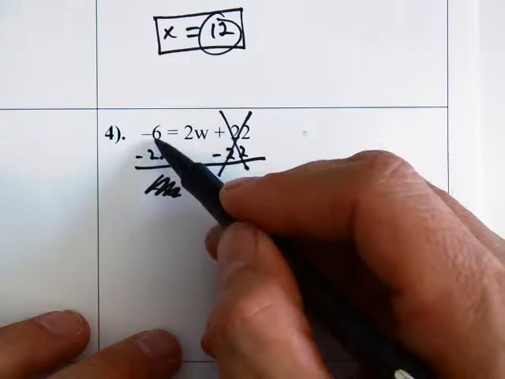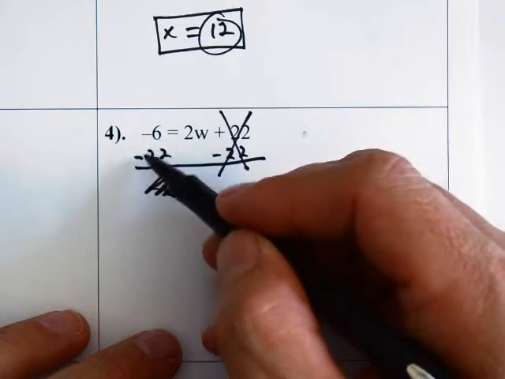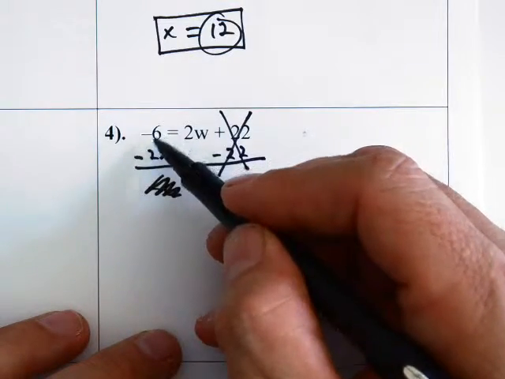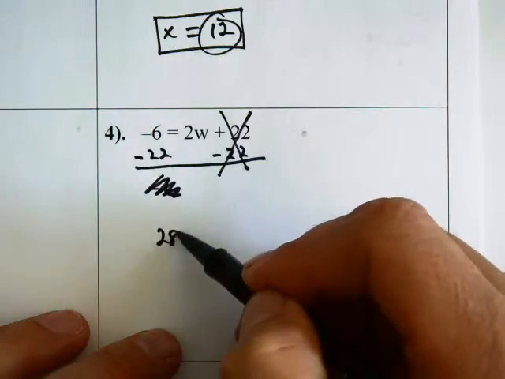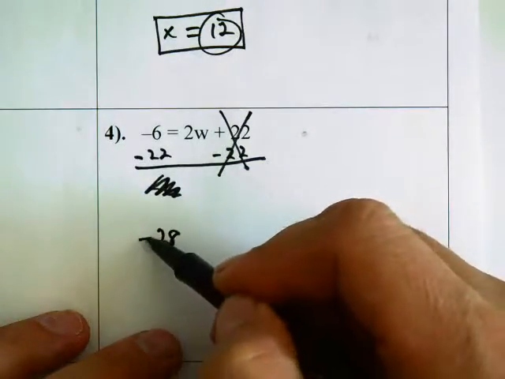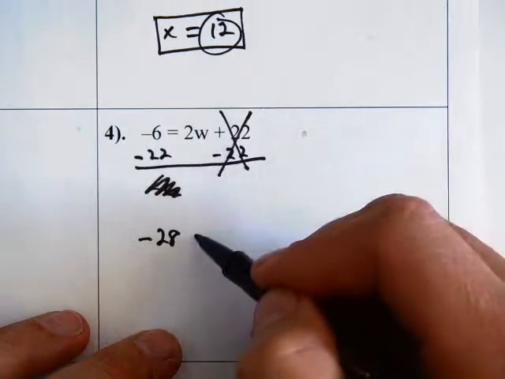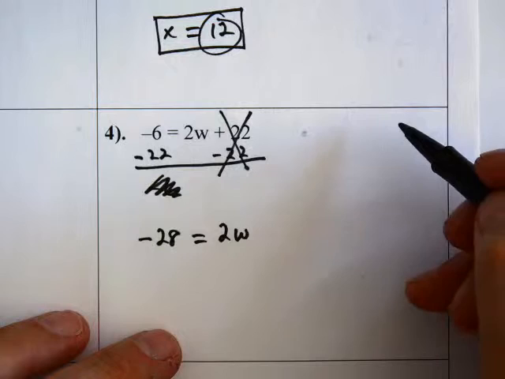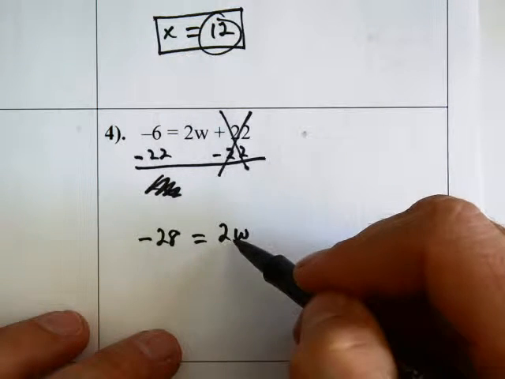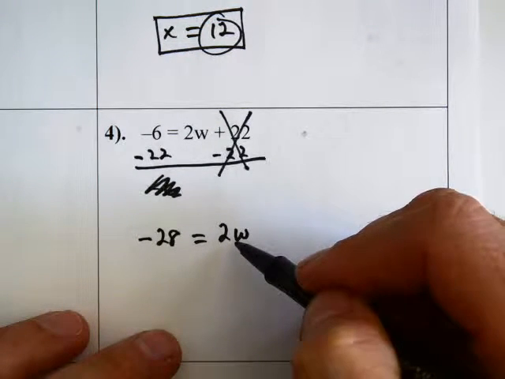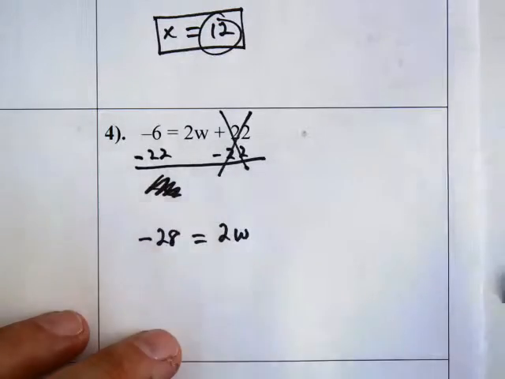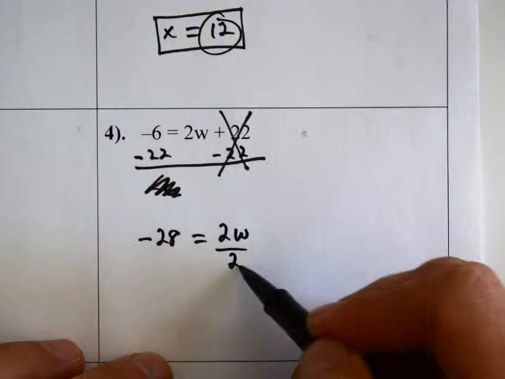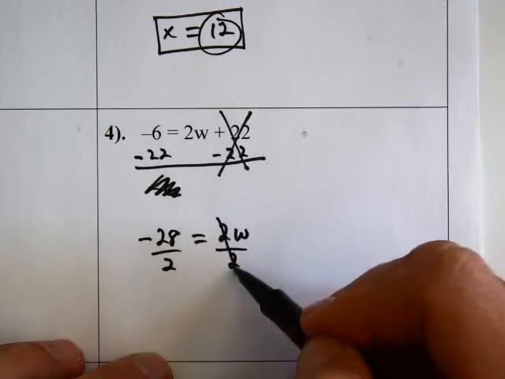Negative 6 minus 22, well remember, they're both negatives, so they're working together to make more negative. 6 things and 22 things would be 28, but since they're both negatives, they're making negatives together, negative 28. And over here, we just have 2w. So now this says 2 what? Plus w? No. 2 times w. So how do we undo multiplying by 2? We divide by 2 on both sides.